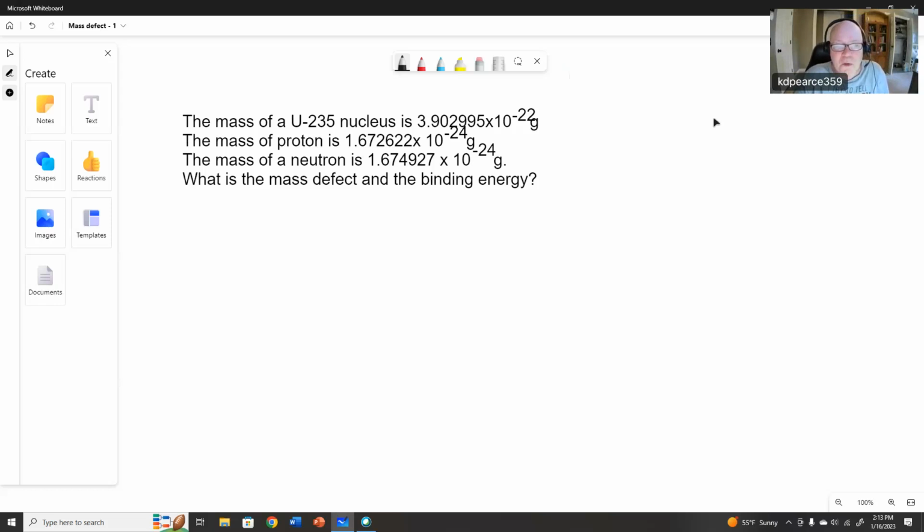The mass of a uranium-235 nucleus is 3.902995 times 10 to the minus 22nd grams. And we're given the mass of each individual proton and the mass of each individual neutron. And we want to know what's the mass defect and what's the binding energy. So we're going to go ahead and add up what we have here. Now, uranium is element number 92, so that means we have 92 protons. And we're going to multiply it times the mass of each individual proton.